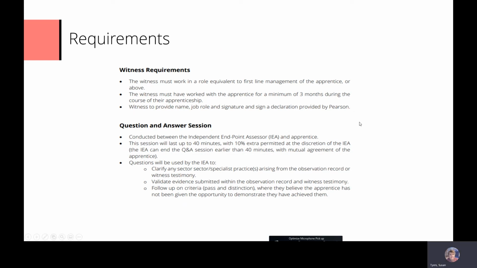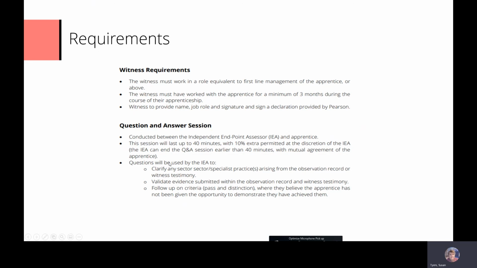The question and answer session will be conducted between the independent endpoint assessor and the apprentice only. The session will last up to 40 minutes, with 10% extra permitted at the discretion of the independent endpoint assessor. So if an apprentice is just starting to answer a question, we will allow them to complete that answer before we stop the session.